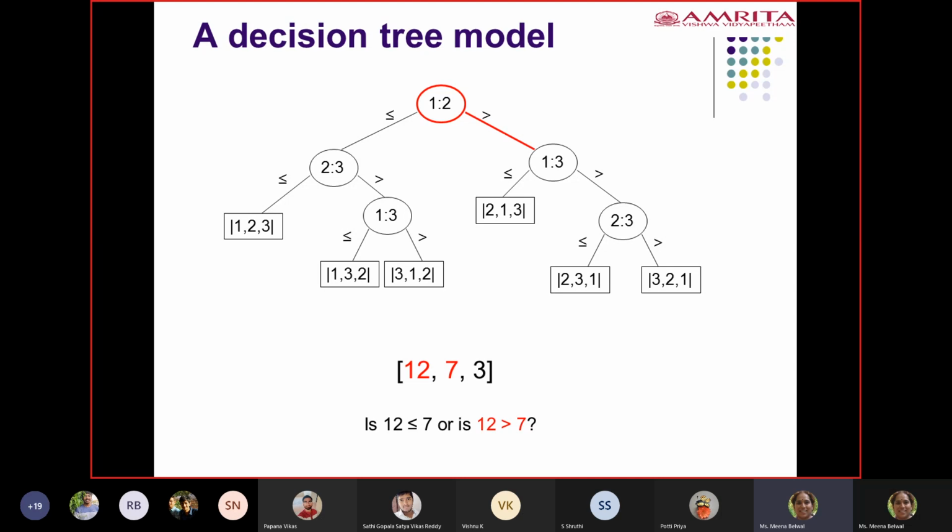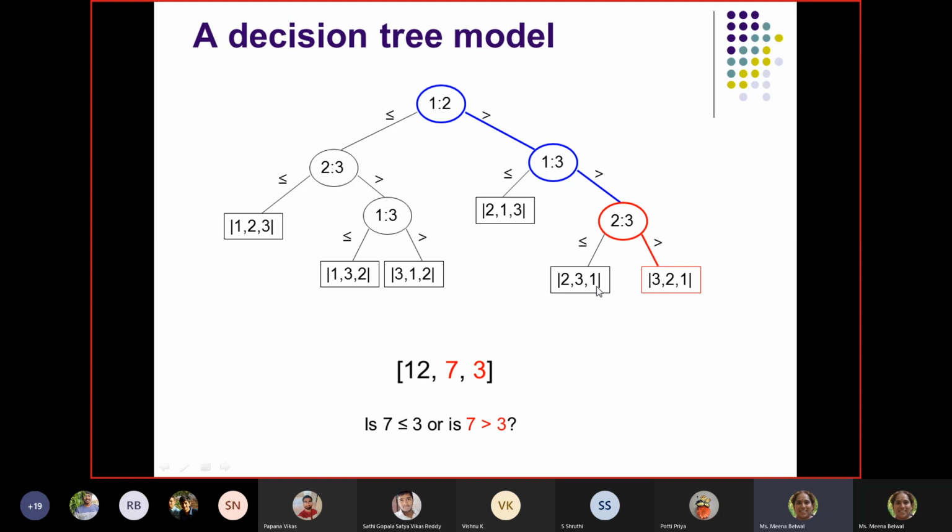Now we need to compare 1 and 3, that is 12 and 3. So now we compare 12 and 3 and we find that 12 is greater than 3. So we are coming to this branch. Now we need to compare 2 and 3, which means we are comparing 7 and 3. Is 7 greater than 3? Yes, 7 is greater than 3. That means we are going to come to this branch.